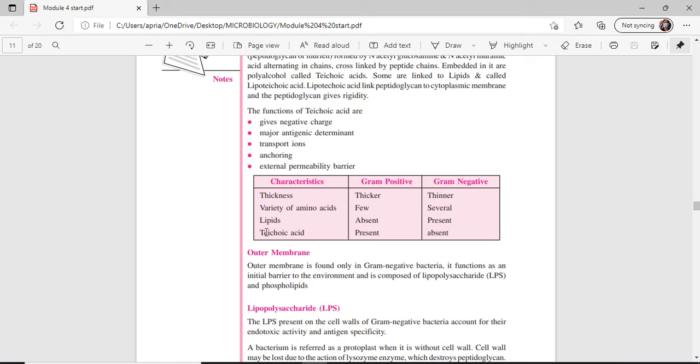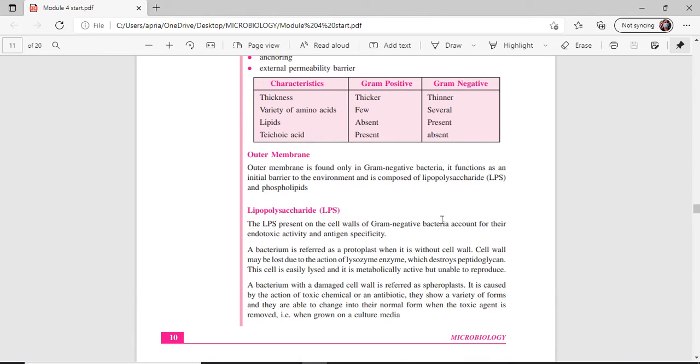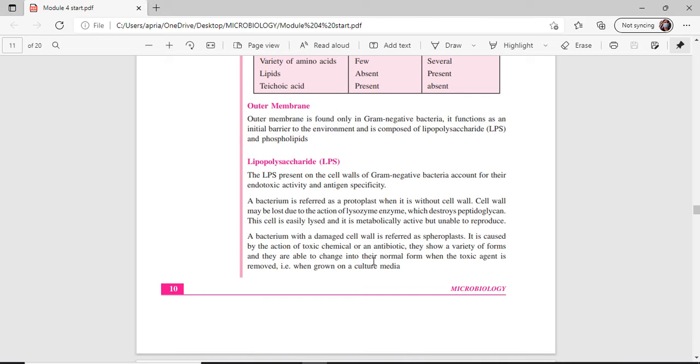Sa teichoic acid, it is present sa aton gram positive and absent sa gram negative. Your outer membrane naman niya, class, outer membrane is found only in your gram negative bacteria. Okay? It functions as an initial barrier to the environment and it's composed of lipopolysaccharides and phospholipid. Therefore, we need to learn what is your lipopolysaccharide. So your LPS present on the cell wall of your gram-negative bacteria account for their endotoxic activity and antigen specificity.